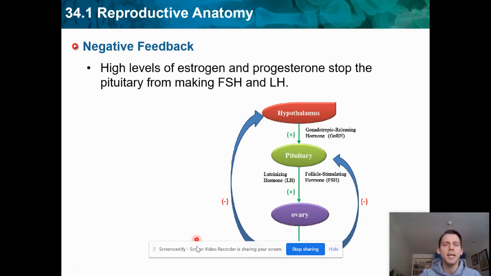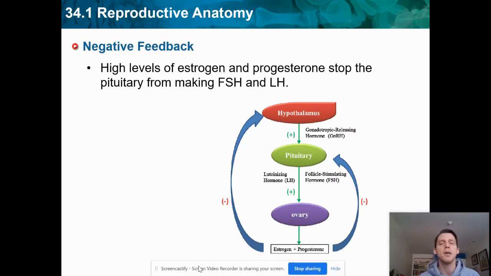An example of negative feedback is something that's going to happen in our bodies. When the ovaries make estrogen and progesterone, the body doesn't want to make too much of these two hormones. So what estrogen and progesterone do is they go back to the brain. This is the brain, the hypothalamus and the pituitary, and your brain makes FSH and LH.